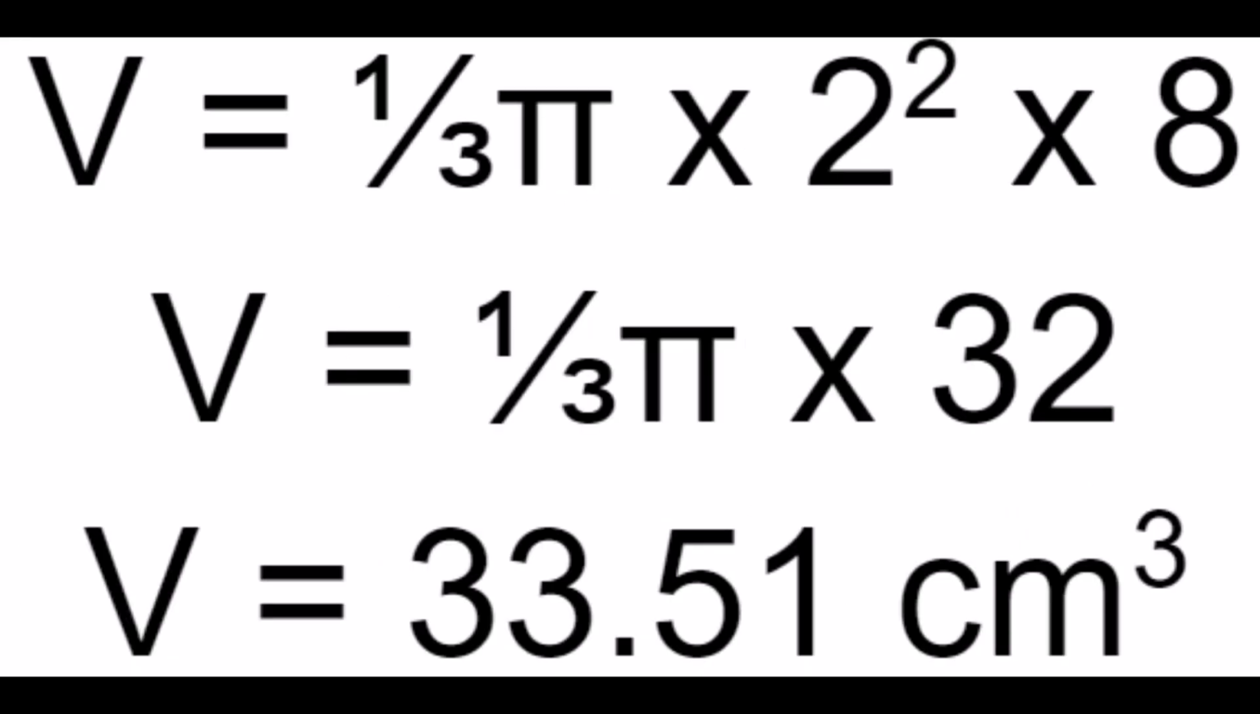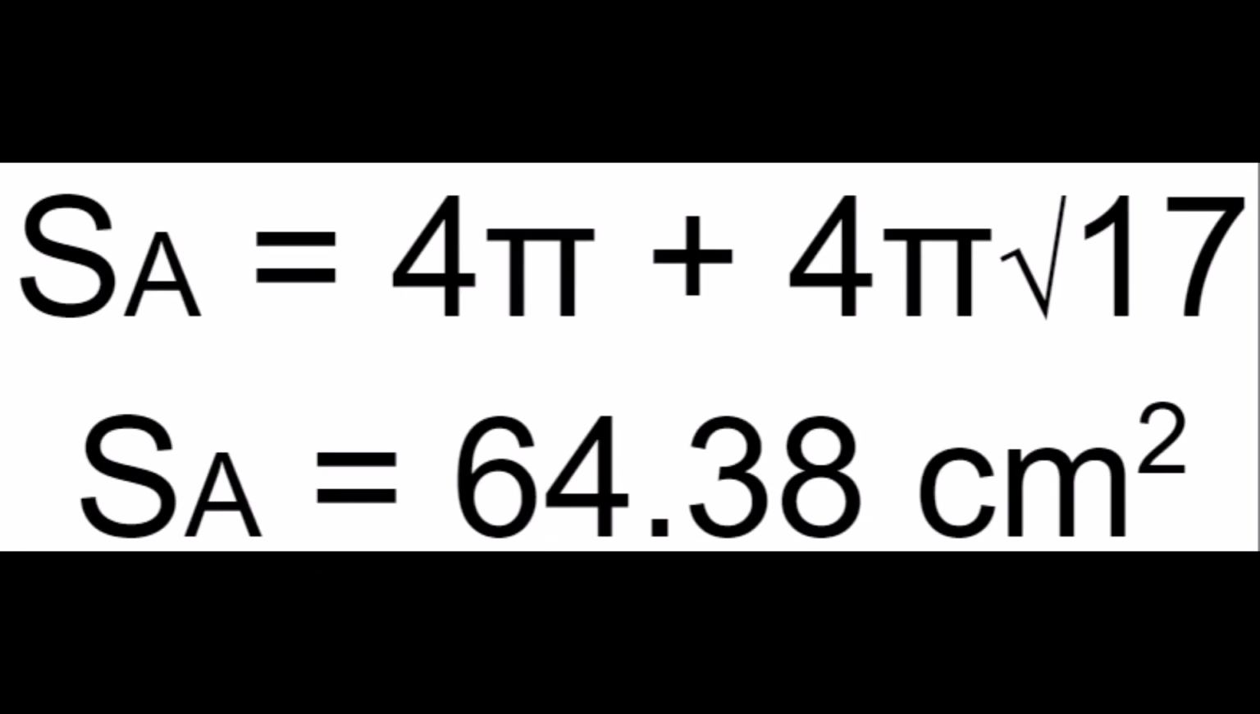If we have a cone with radius 2 centimeters and height 8 centimeters, the volume is 1/3 pi times 2 squared times 8. This comes out to 32 pi over 3, or about 33.51 centimeters cubed. The surface area of this cone is 4 pi plus the area of the curved side. The slant height is the square root of 68, or 2 root 17. Multiplying by 2 pi, we get 4 pi root 17. Adding 4 pi to this gives us 4 pi plus 4 pi root 17. Putting this through a calculator, we get about 64.38 square centimeters.